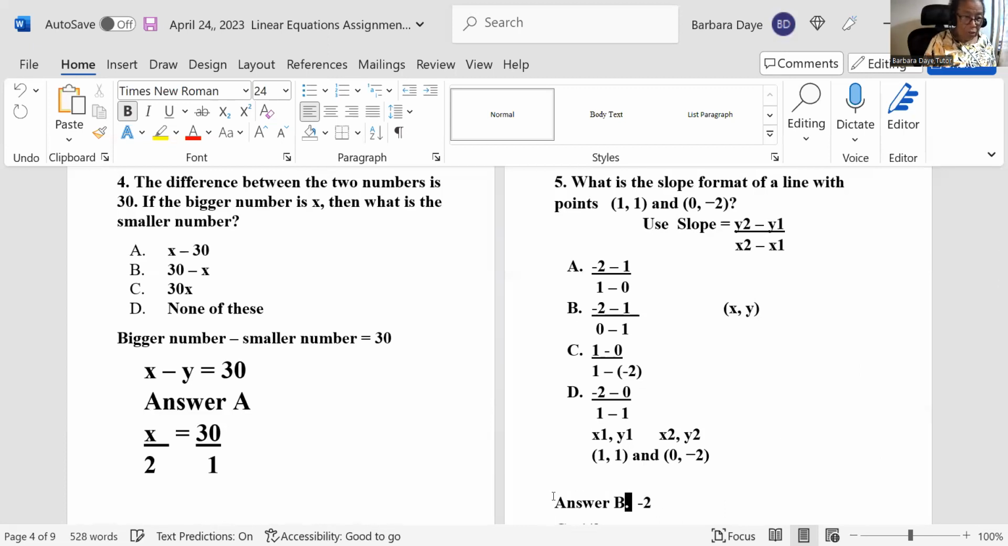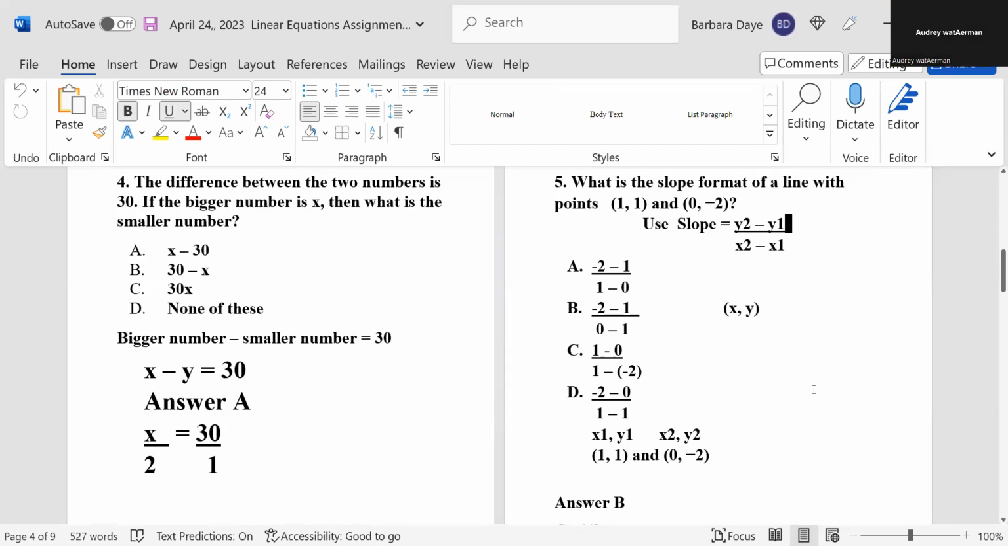Any questions on number 5? My question is on Blanca's paper. What is it, Mercedes? That slope is my enemy. I don't get it. Do you understand this formula right here? No, not at all. The slope is the difference in the Y values over the difference in the X values. Can you set it up straight, Miss Barbara?